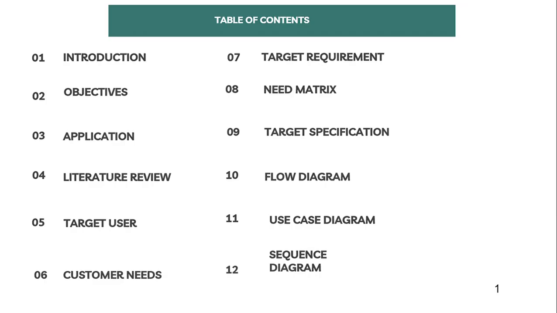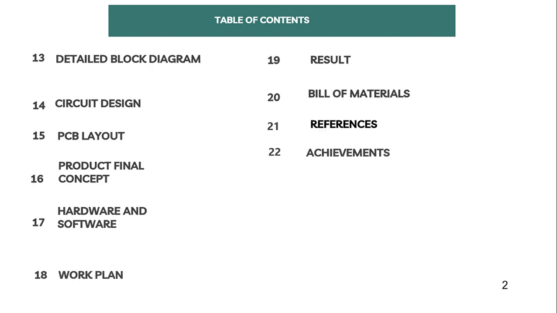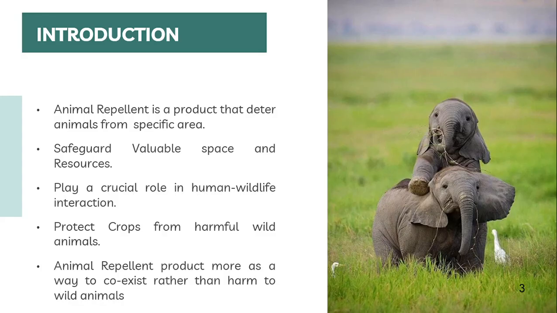So, this is our table of contents. Now for the basic introduction. From the name itself we can understand that it is an animal repellent. Agroguard is an animal repellent product which deters animals from a specific area. This specific area can be our crop area, or near our homes which are close to forest areas.